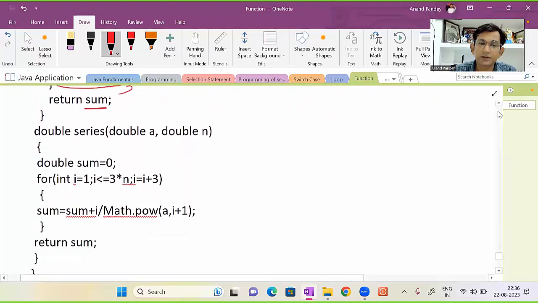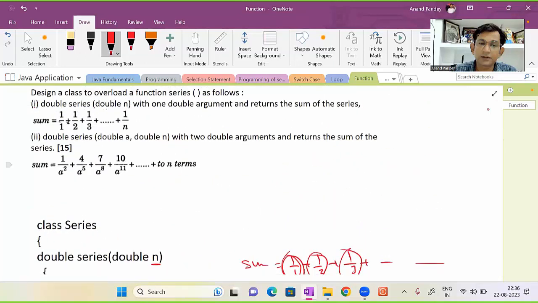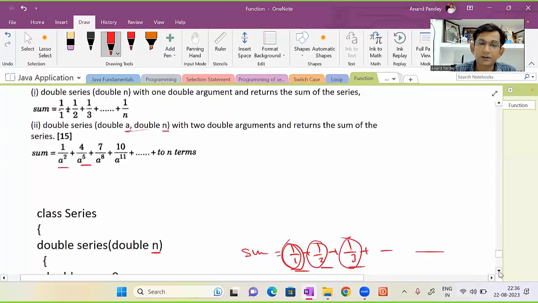Now, the second series. The second series is what? 1 upon a square, 4 upon a to the power 5, 7 upon a to the power 8. So here also we have to think: two parameters are given, a and n. n is the number of terms, and a is used in the series. That's why a is required.